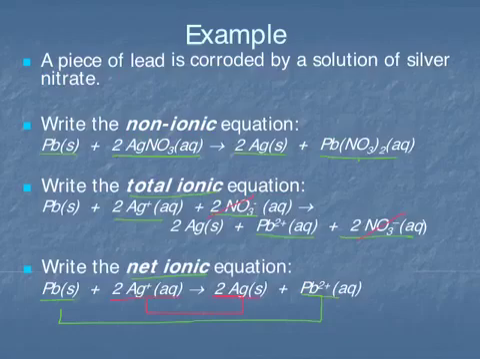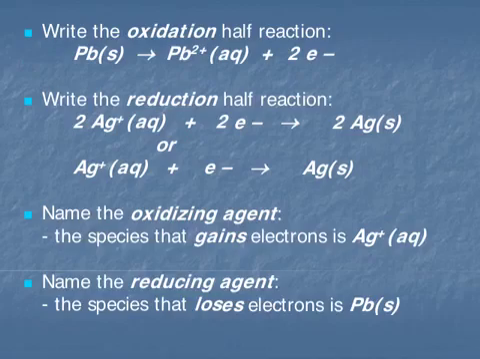And on the next slide, we'll write half reactions for those equations. So here we have silver solid being oxidized into lead 2+. Well, in order to balance up the charges, we have to add 2 negative things on the product side, or in this case 2 electrons.